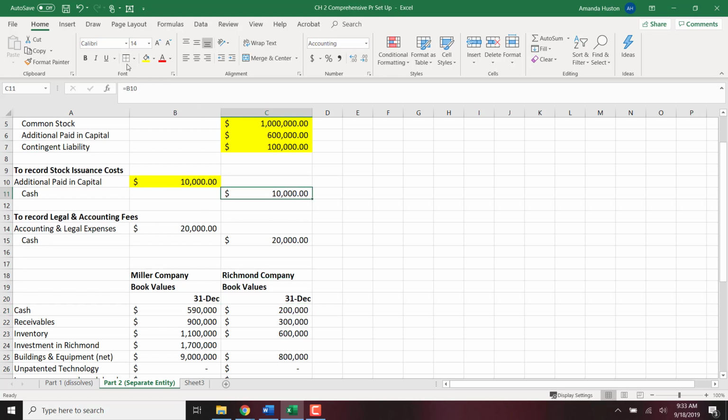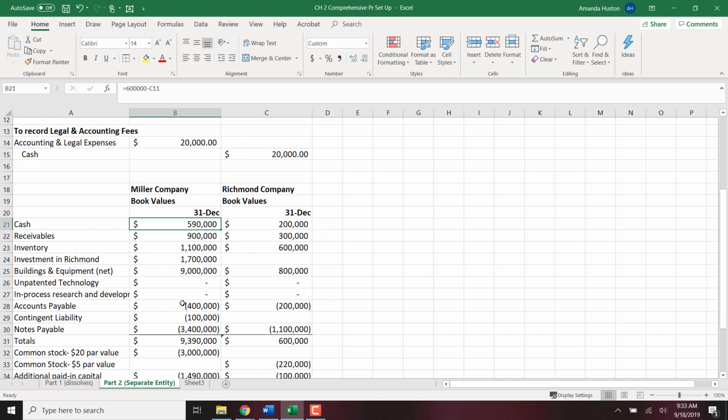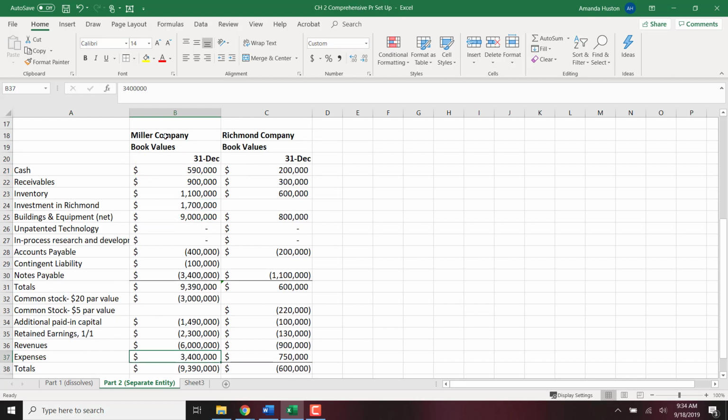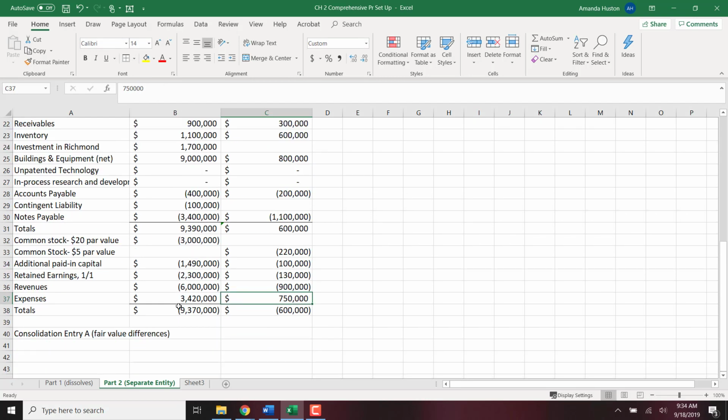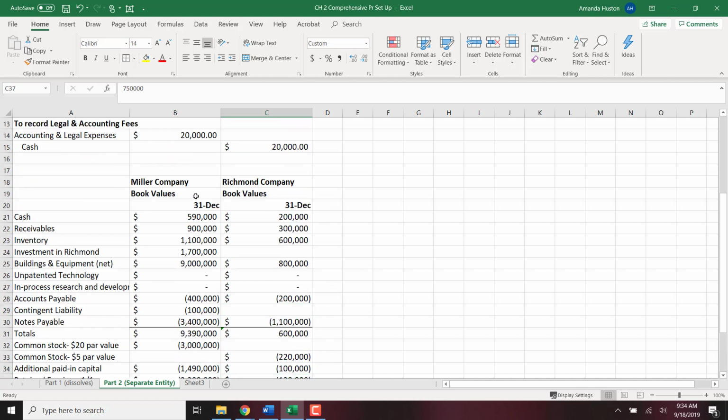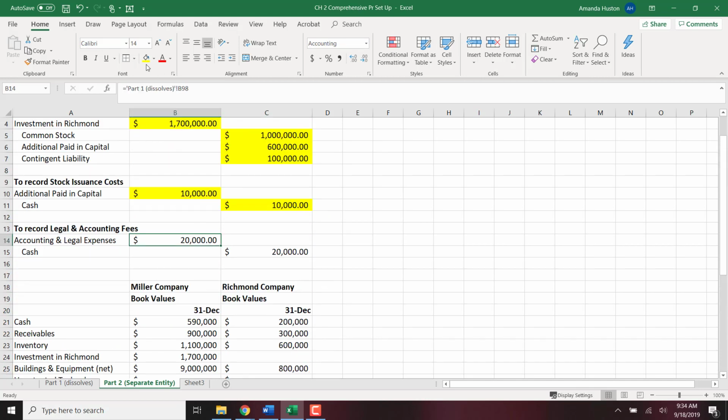So we've recorded this one. Now we just have accounting and legal expenses. The expenses would go down to this expense line. So I'm going to hit equals this expense plus the extra 20,000 that we spent on the merger. Right? And then we're going to adjust cash again. We're going to subtract the other 20,000.